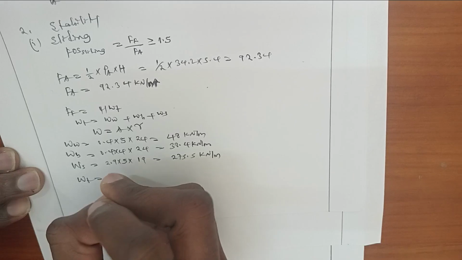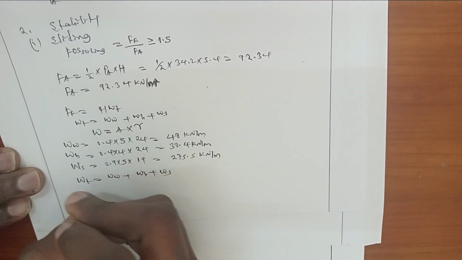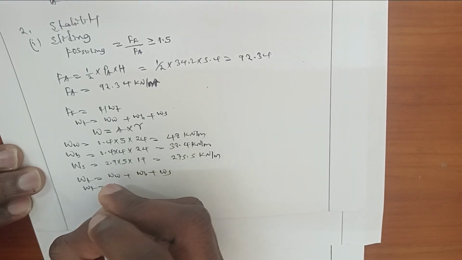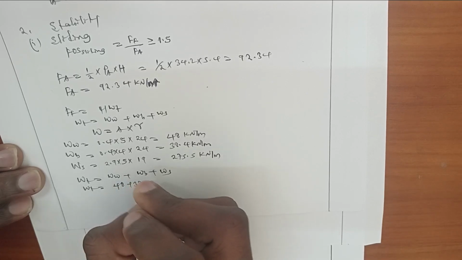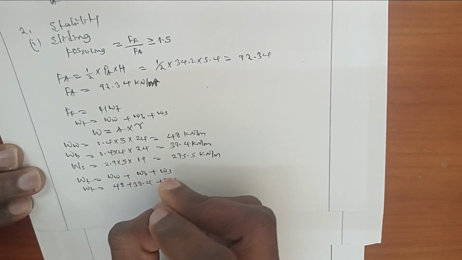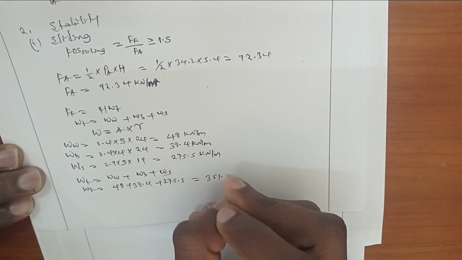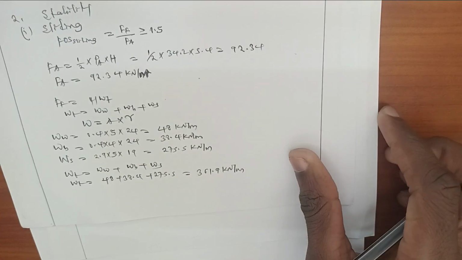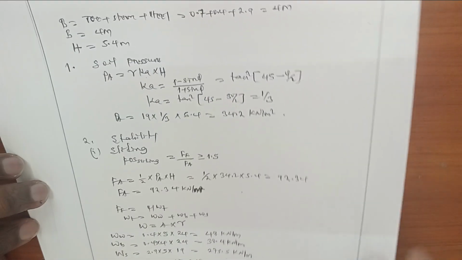Now, to determine the total weight of these loads, the total weight will be equal to the weight of stem plus the weight of base plus the weight of soil. The total weight is 48 plus 38.4 plus 275.5. It will be equal to 361.9 kilonewton per meter. This is the total weight of the vertical loads.